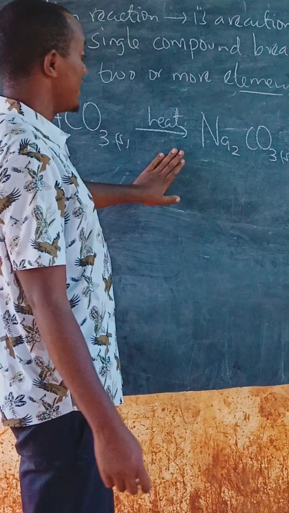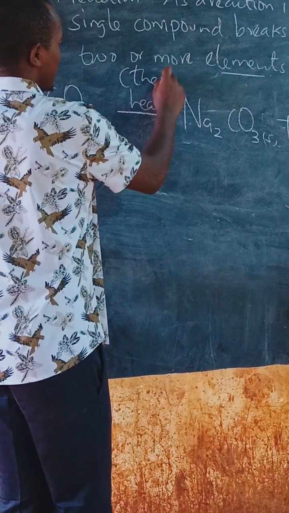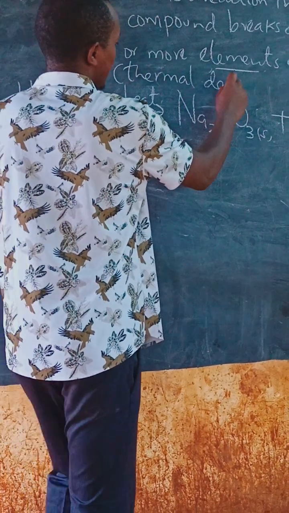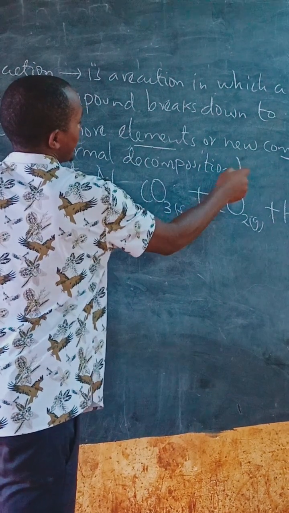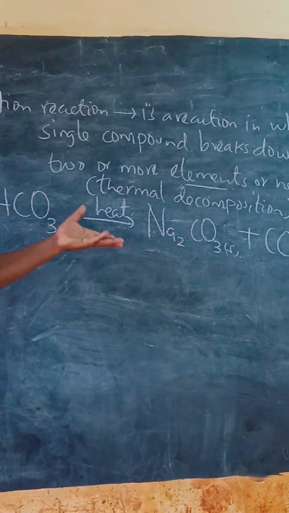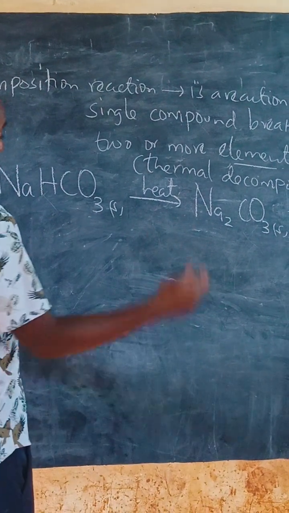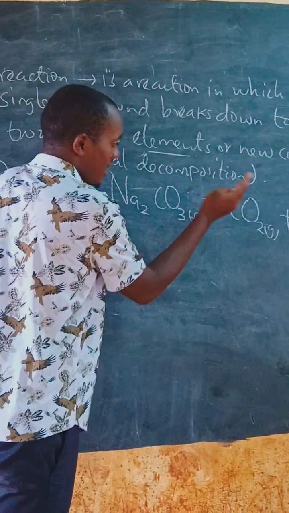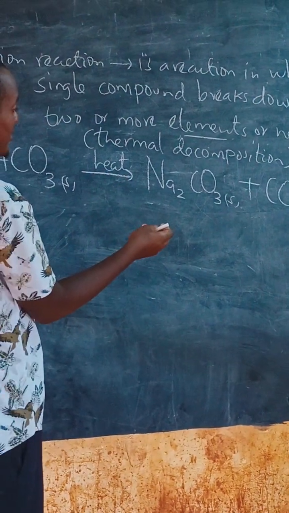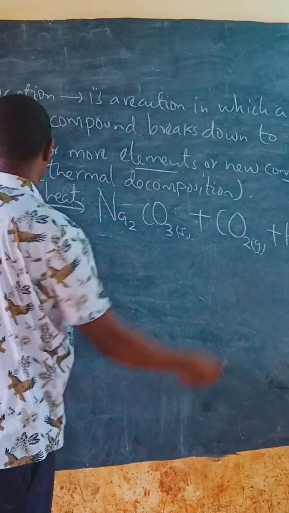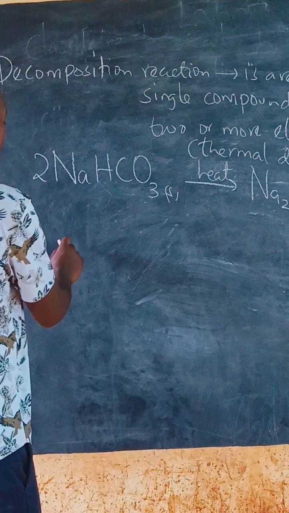This is also known as thermal decomposition. It requires heat as the condition necessary for this reaction to occur. So when you heat sodium hydrogen carbonate, it gives 3 products: sodium carbonate, carbon dioxide, and water. It has broken down into sodium carbonate, carbon dioxide, and water.